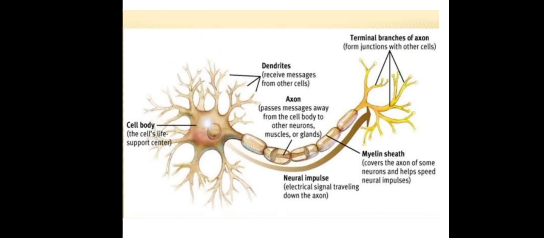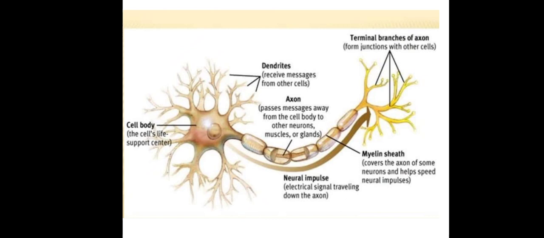Let us learn about the structure of the cell body. Cell body, the cell's life support center. Dendrites receive messages from other cells. Axon passes messages away from the cell body to the neurons, muscles and glands.